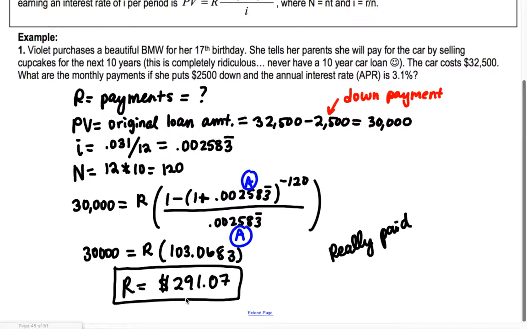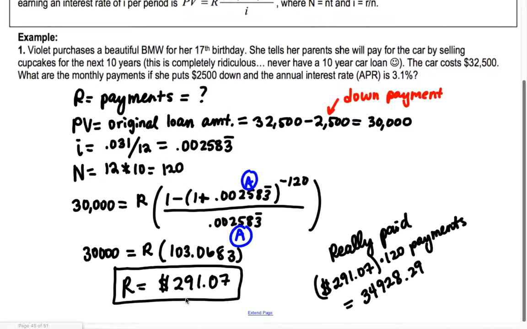So the amount she really paid for this car was her $291.07 multiplied by 120 payments. So that gives me $34,928.29. But what else did she pay? Plus a down payment, right?